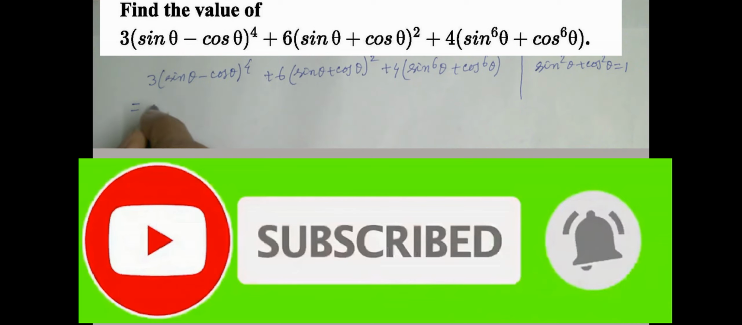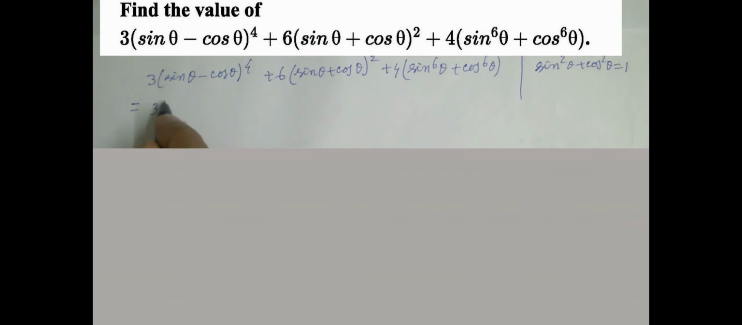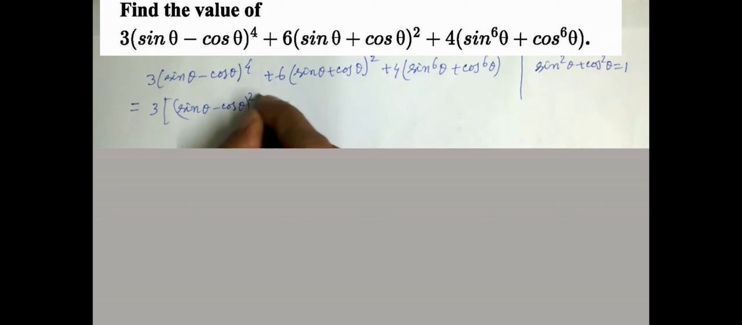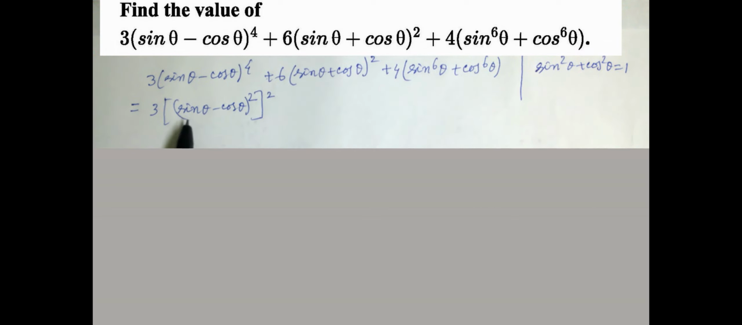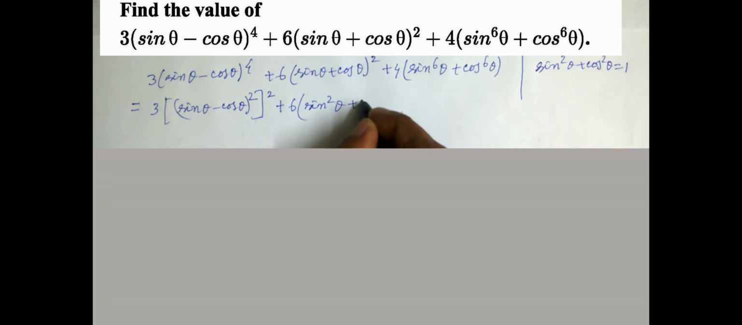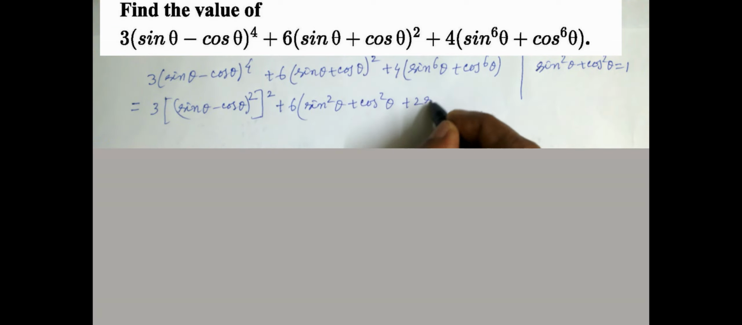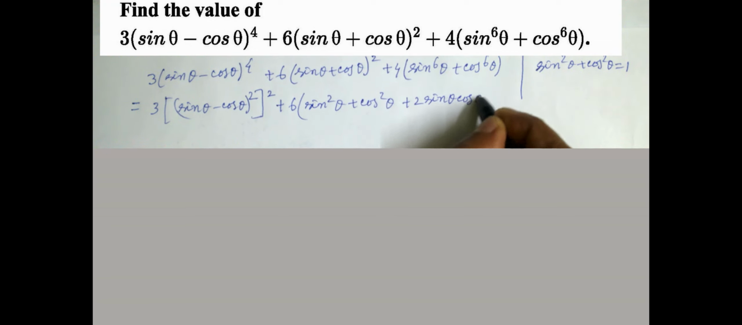Now this 3, we will express in terms of sin² θ + cos² θ. To get this, see, (sin θ − cos θ) squared, then that squared again, because when it is expanded, sin² θ + cos² θ will appear, plus 6. Now expanding this, using the (a + b)² formula, a² + b² + 2ab, where 2ab means 2 sin θ cos θ.